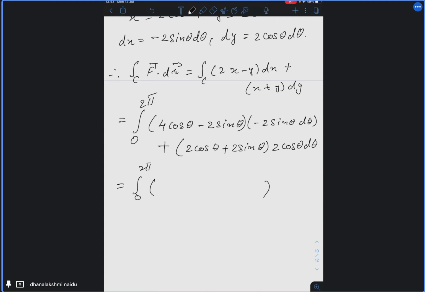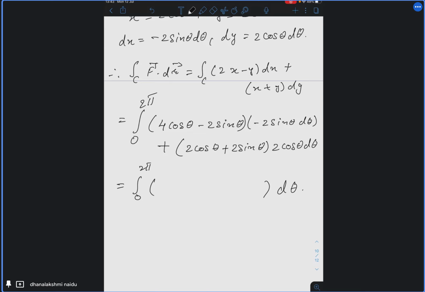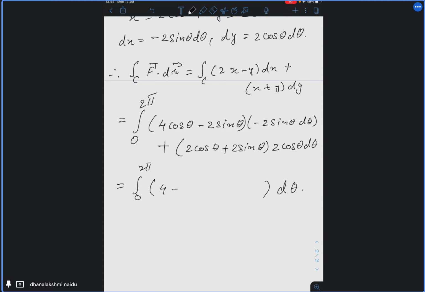You will get d theta, which I can write once and write down. First term: minus 8 sine theta cos theta. What about this expression I'm asking? 4 minus 2 sine 2 theta.